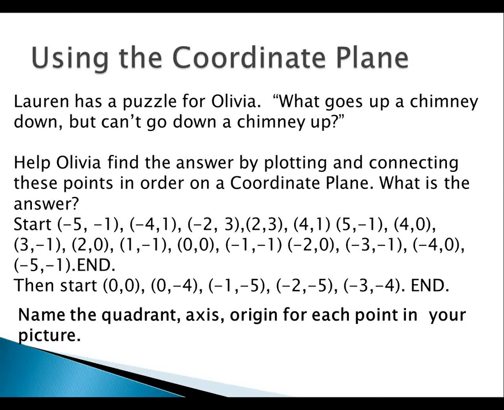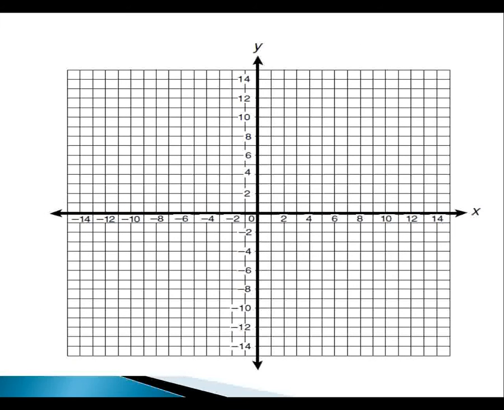Lauren has a puzzle for Olivia. What goes up a chimney down, but can't go down a chimney up? So, when Olivia finds the answer by plotting and connecting these points in order on a coordinate plane, what is the answer? So this is what we're going to do. We're going to do this together. I'm going to show you how to get started, and then I'm going to get you going with the rest of it. Okay?